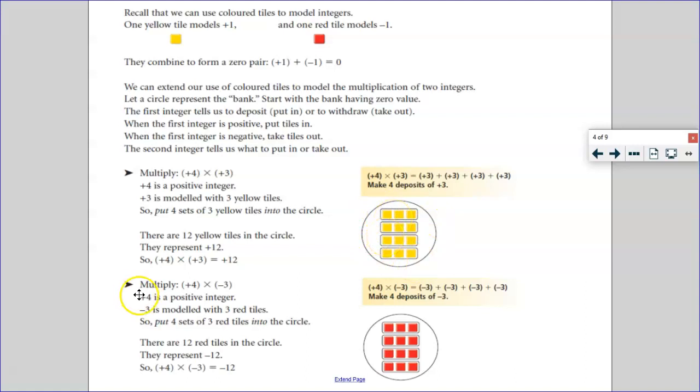Now, for multiplying positive 4 times negative 3, again, 4 is the positive integer. Negative 3 is modeled with red tiles. We're putting into the bank 4 sets of 3 red tiles. So in they went. And when you total them up, they're red, so your answer is negative 12.